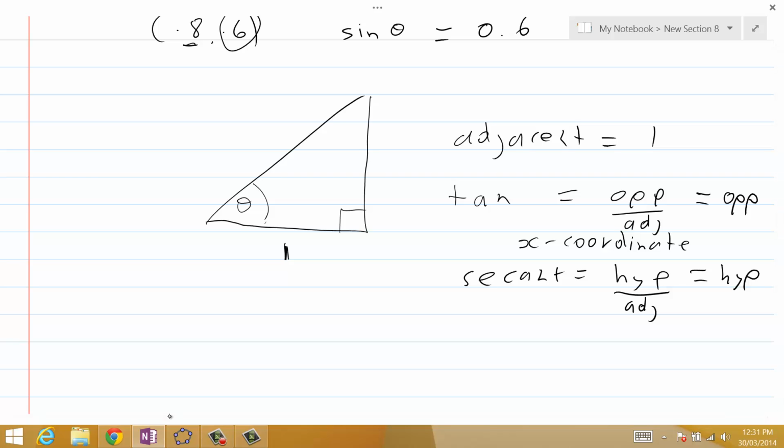There is another triangle, and we will look at that in the third video, that deals with our last two ratios, cotangent and cosecant.